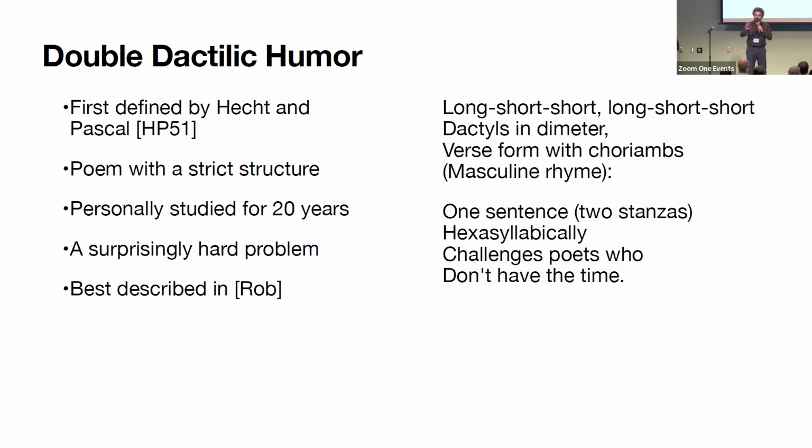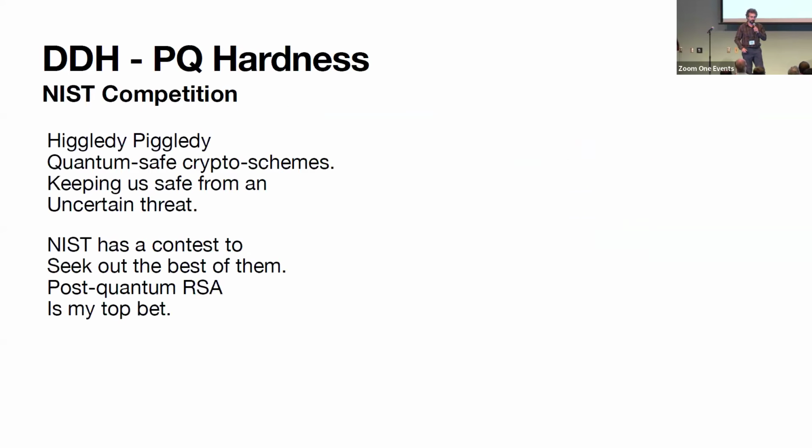Now, I'm sure, like the rest of you, the moment you encounter a hard problem, your first thought is, how can I use this for cryptography? Well, we started worrying about quantum computers, so I created a submission. Higgledy-piggledy, quantum-safe crypto schemes keeping us safe from an uncertain threat. NIST is a contest to seek out the best of them. Post-quantum RSA is my top bet.